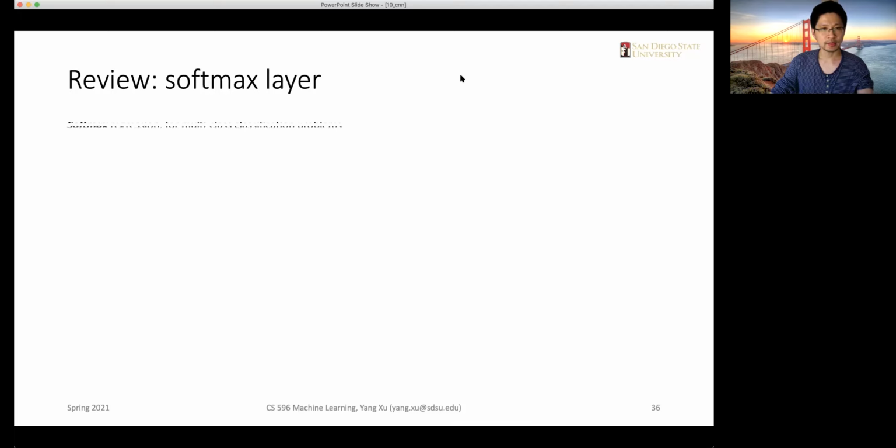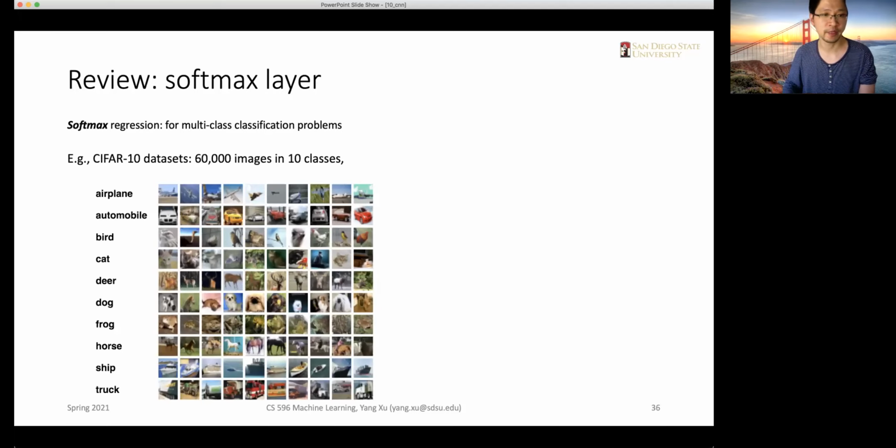So before that, let's have a review of the Softmax layer that we mentioned. This softmax regression is a technique that we talked a little bit about when we introduced logistic regression. Logistic regression is for 0 versus 1 classification, but softmax is for multiple classes.